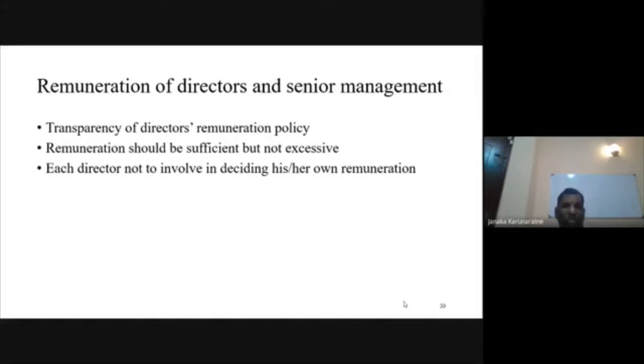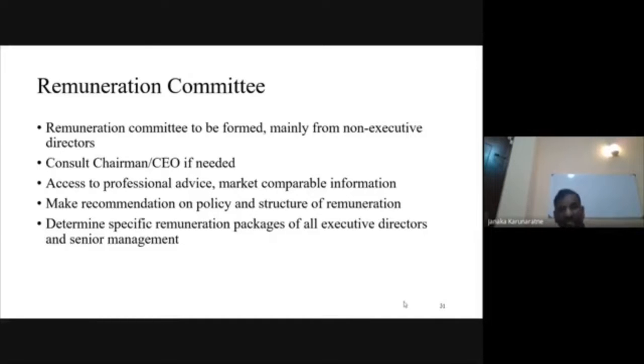Each director should not be involved in deciding his or her own remuneration. So generally there may be a remuneration committee and they decide, but no one person should get involved in deciding his or her own remuneration. And the remuneration committee is to be formed mainly from non-executive directors, and so they will decide. Sometimes the MD may decide on the remunerations of the relevant people, and consult the chairman and CEO if needed.